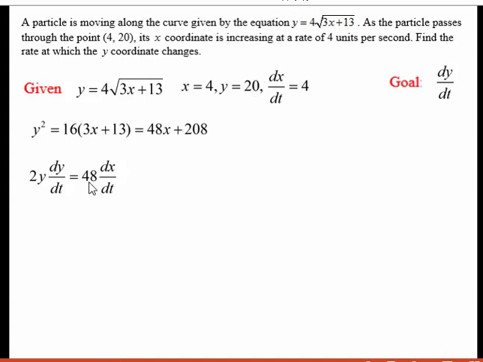So we can plug all these values in here. y is 20. Plug it in and solve for dy/dt. So you get dy/dt is 24/5. This is the rate of change of the y coordinate.